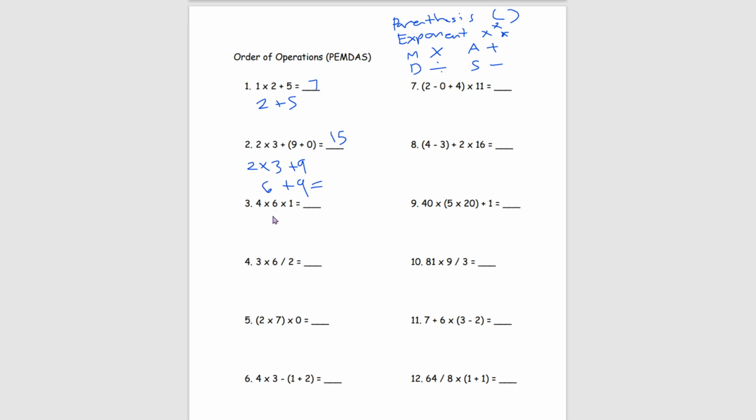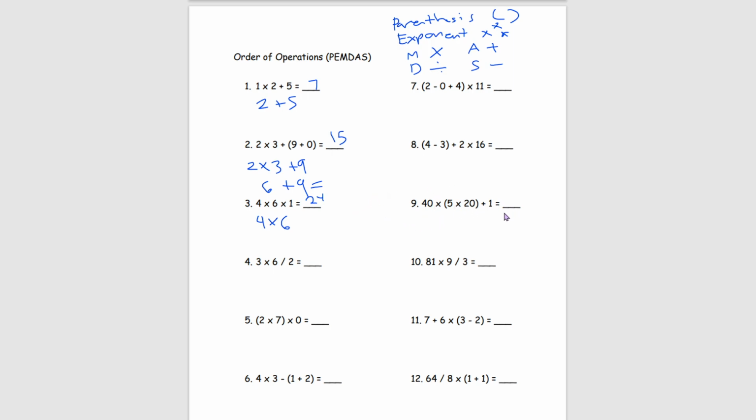For number 3, we have 4 times 6 times 1, and whenever it's all the same operation, it doesn't really matter what order you do it. So we can just do 6 times 1 first, which gets us 6, and we still have 4. We multiply these two together, and we get 24.